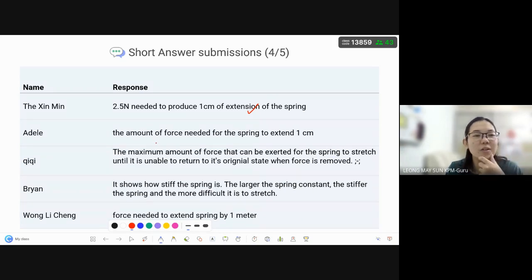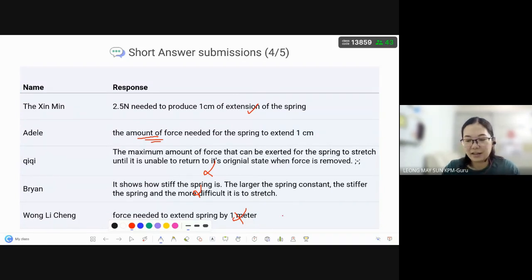The amount of force needed for the spring to extend 1 centimeter. How much amount of force, Adelia? The maximum amount of force that can be exerted for the spring to stretch until it's unable to return. Sorry. All right. It shows how stiff the spring is. No. Force needed to extend. No.